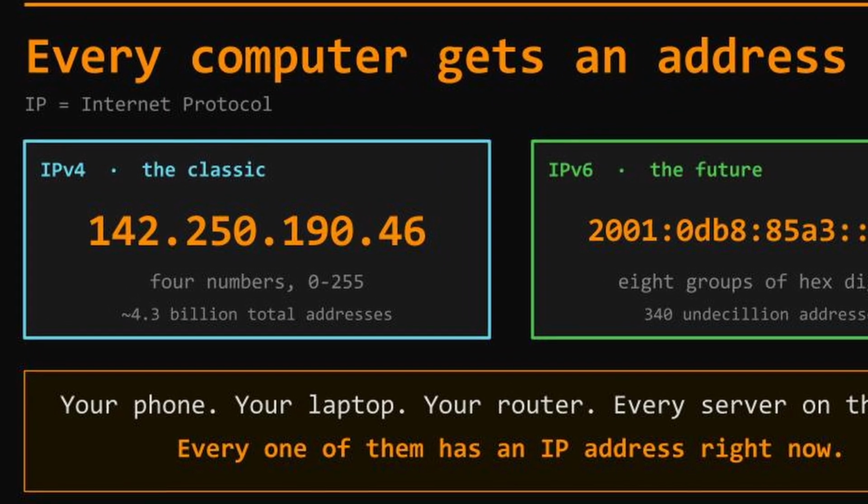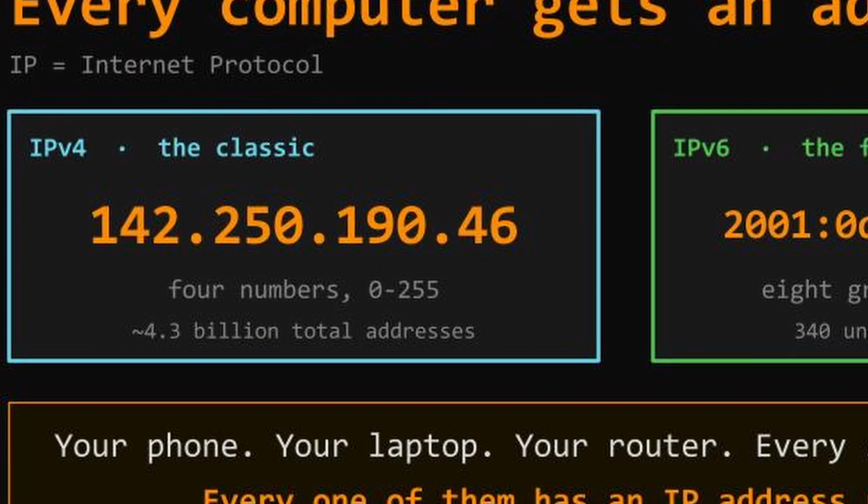An IPv4 address looks like this: 142.250.190.46. Four numbers, each between 0 and 255. Around 4 billion possible addresses. Sounded like a lot in the 80s. Now we're running out. So we built IPv6, with 8 groups of hex digits, practically unlimited. Enough for every grain of sand on Earth. Every device you own has an IP right now. Phone, laptop, router, smart TV.